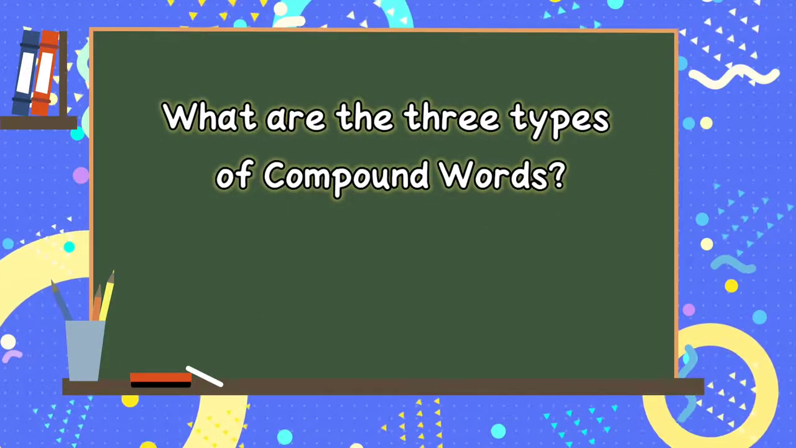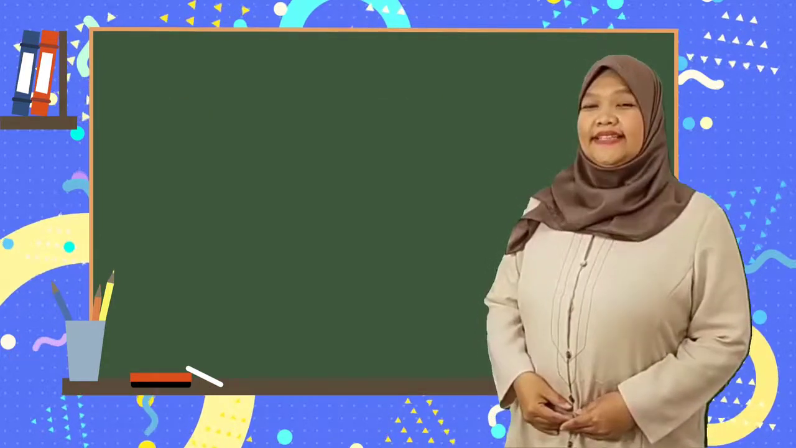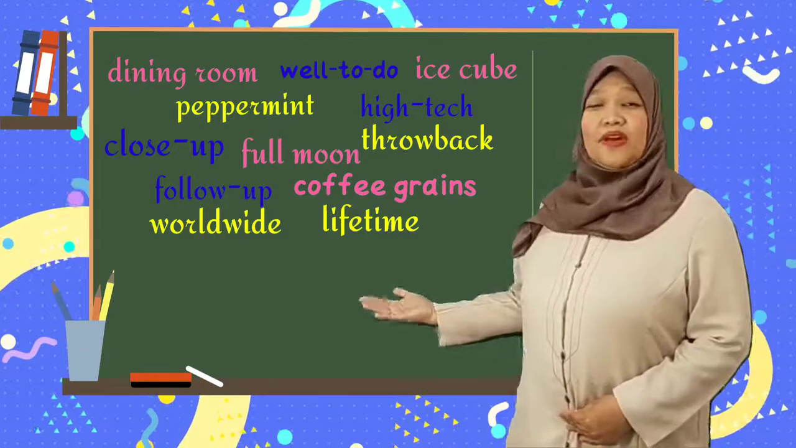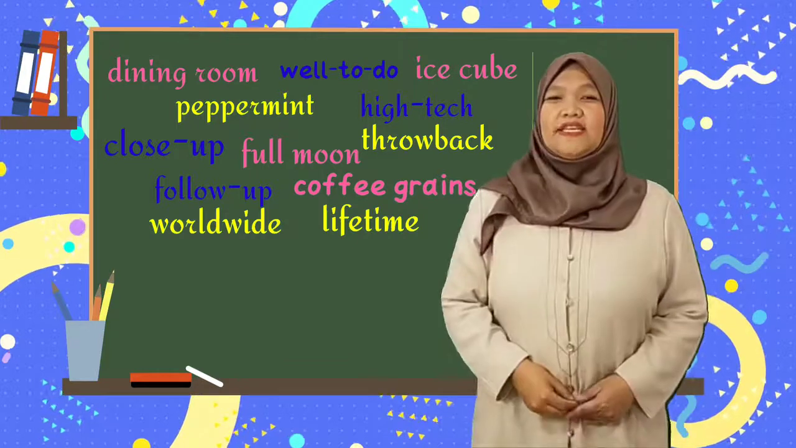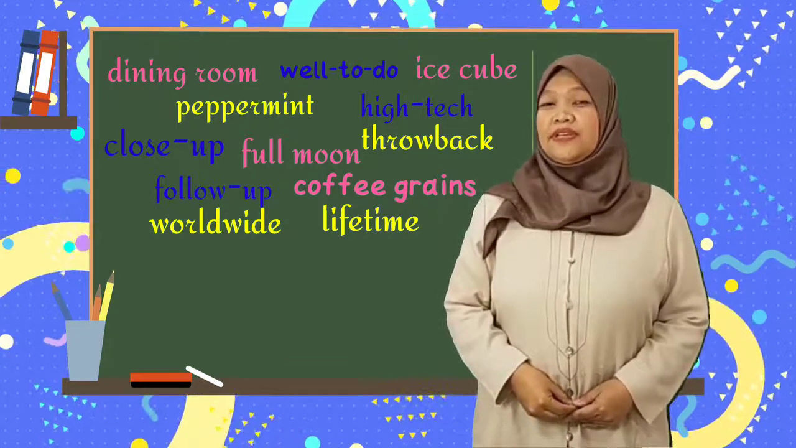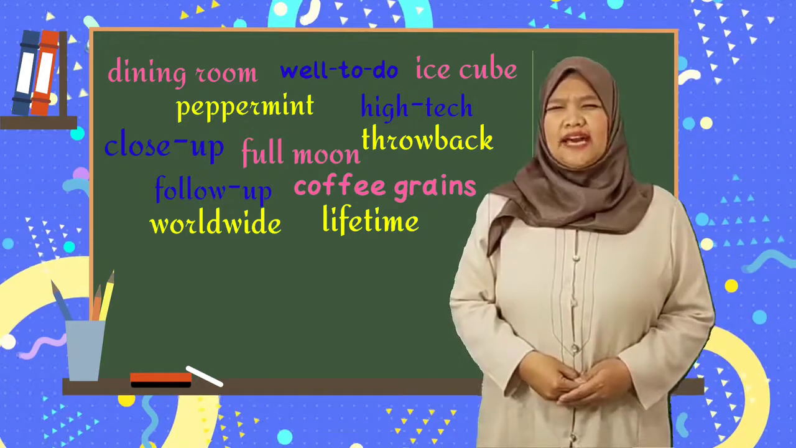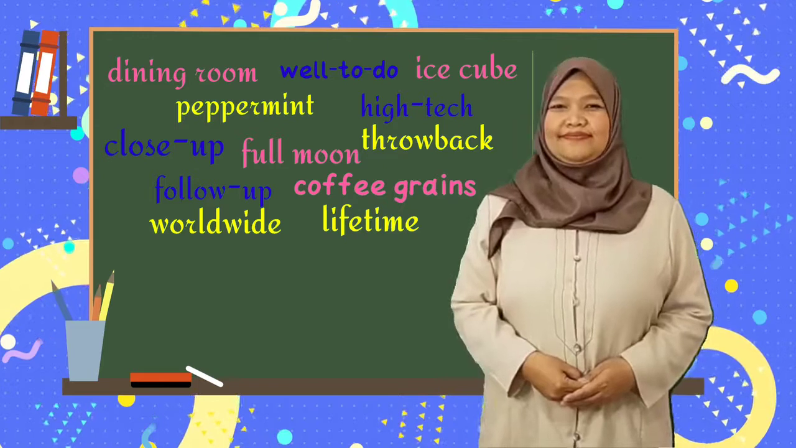What are the three types of compound words? Again, take a look at these examples. What can you notice? You're right. The words were written in three different colors. What else? Exactly. The words were written in three different forms.